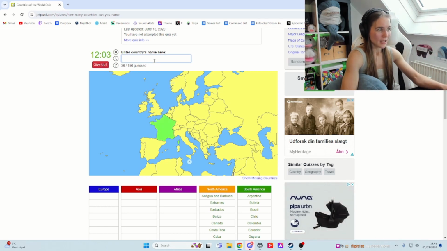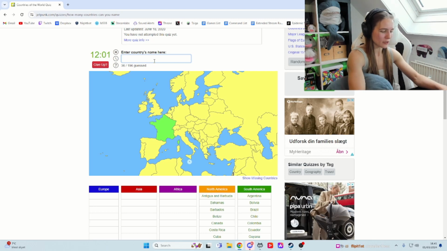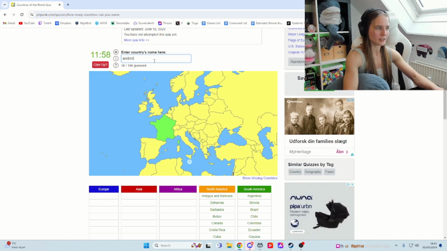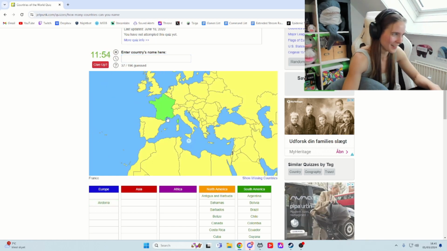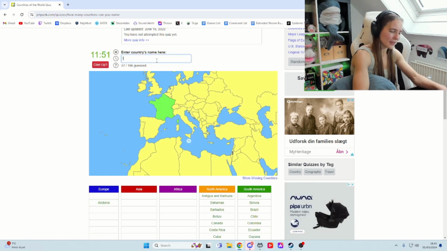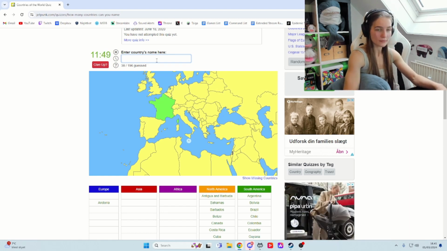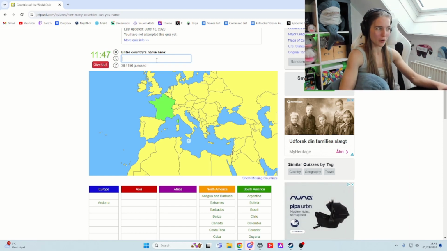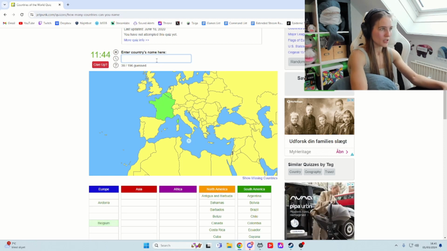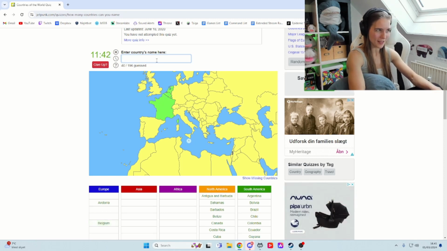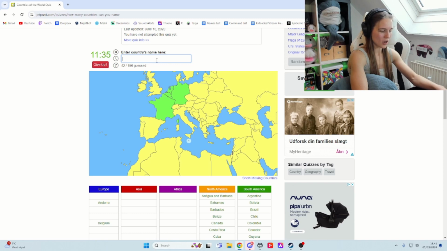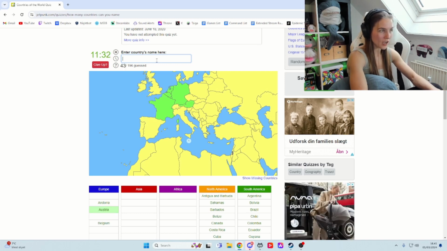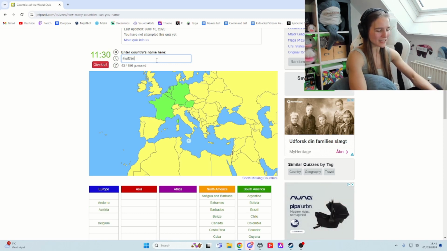There we go. There's a bunch of small countries in Europe. Let's start with those. There's Andorra, which is that one, right? I think it is. We got Luxembourg. We got Belgium. And we got the Netherlands. We got Germany. And in Germany, there's Liechtenstein. And then Austria and Switzerland.